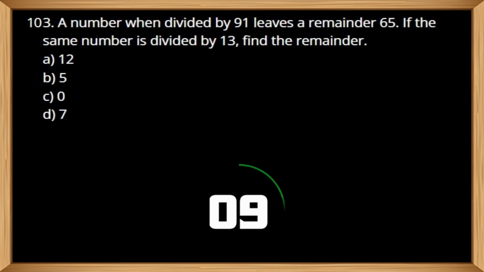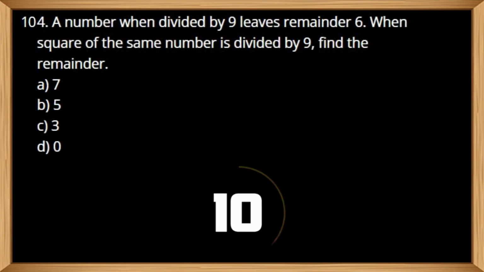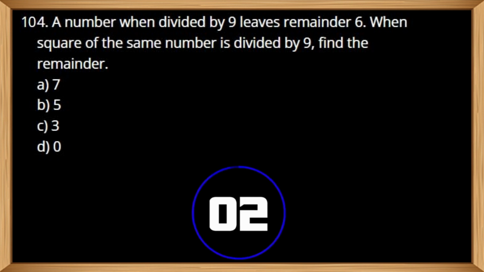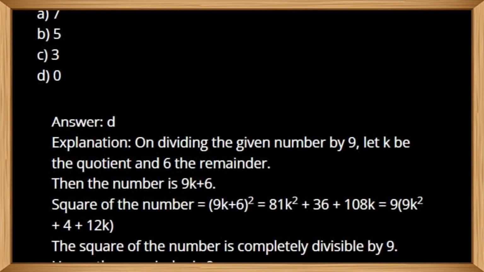If a number when divided by 91 leaves a remainder 65, if the same number is divided by 13, find the remainder. Option C 0. A number when divided by 9 leaves remainder 6. When the square of the same number is divided by 9, find the remainder. Option D 0.